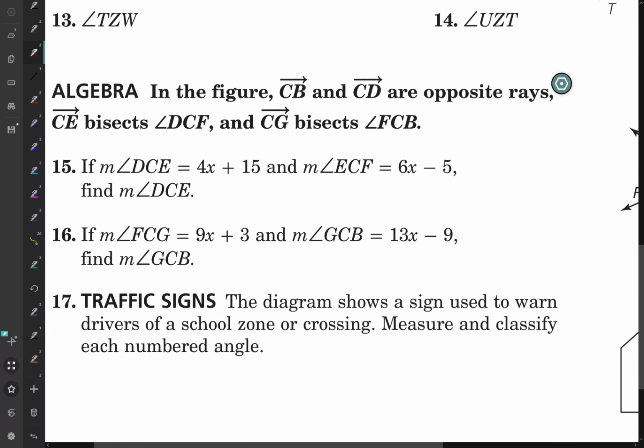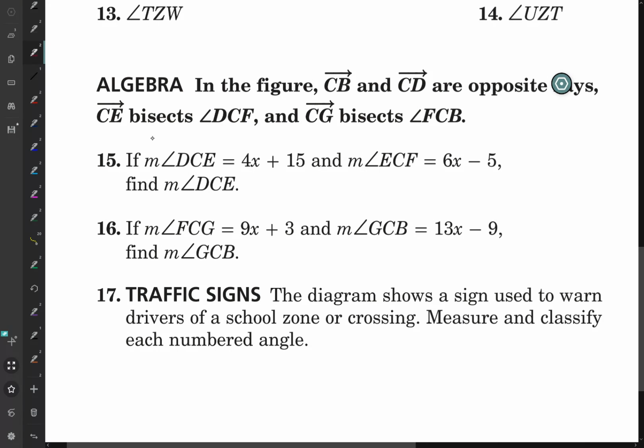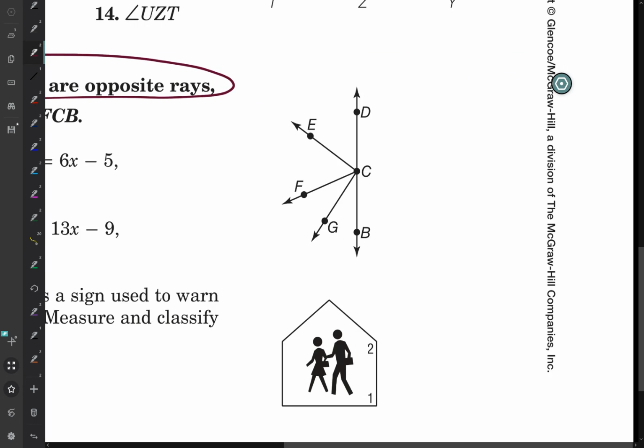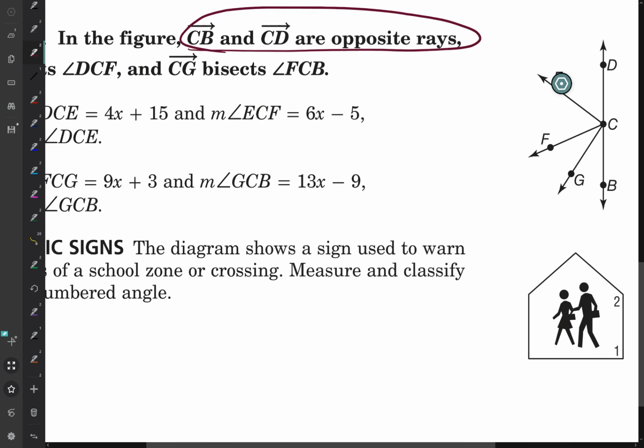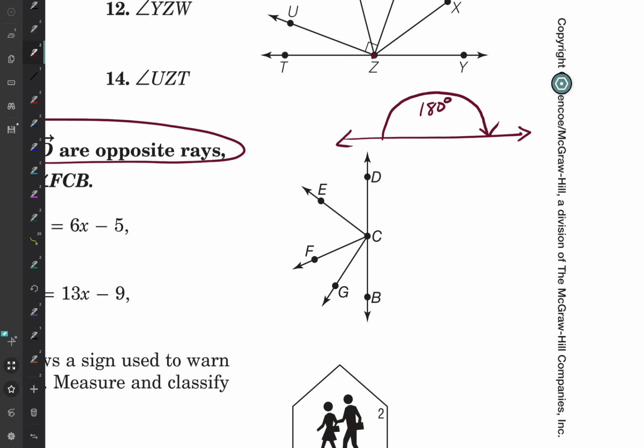Now to the fun stuff. Let's see. We say CB and CD are opposite rays. What does that mean? This is something we'll talk about again tomorrow, but that means it's a straight line. This is one of those things you can look at a picture and always know. Do you know what the measure of that angle's got to be?